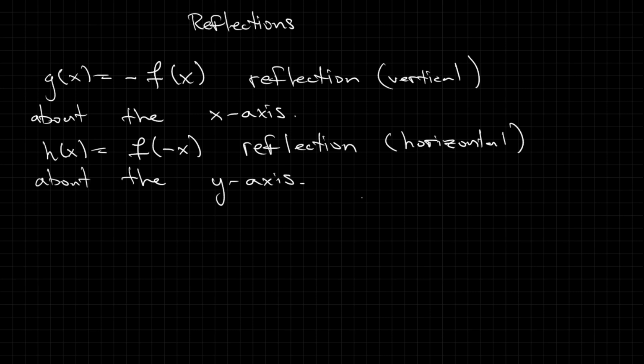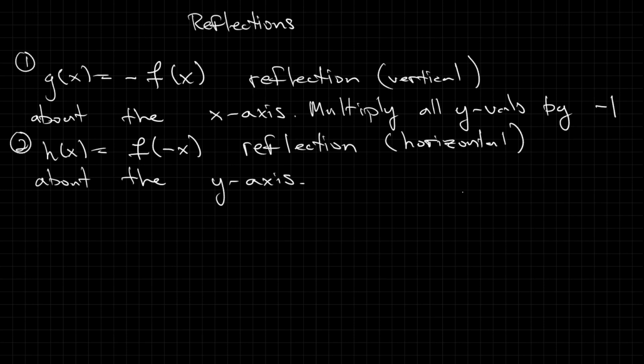In order to do these transformations, in the first case here, to do a reflection about the x-axis, you multiply all the y values by -1. And in order to do the second transformation, the reflection about the y-axis, you multiply all the x values by -1.